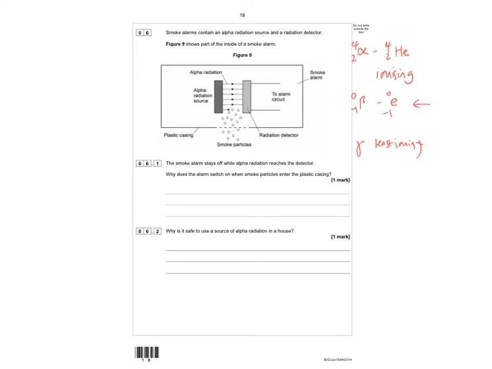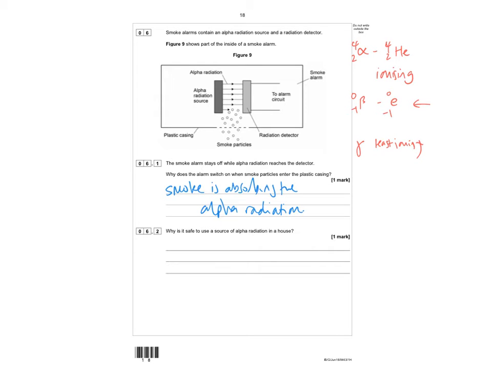So figure 9 shows part of the inside of a smoke alarm. So we have an alpha source of radiation, and I can see that it's going from left to right, and smoke particles, they're hot so they rise, and I can see that the alpha particle is getting stopped because that one's slightly shorter than the others. So 6.1, the smoke alarm stays off while alpha radiation reaches the detector. So the alpha radiation is reaching the detector at the top at the minute. Why does the alarm switch on when smoke particles enter the plastic casing? Well, that's because we've got the alpha radiation and then the smoke is absorbing the alpha radiation.